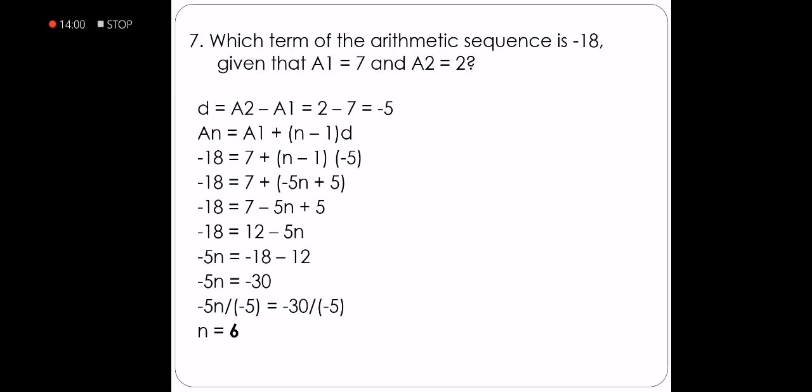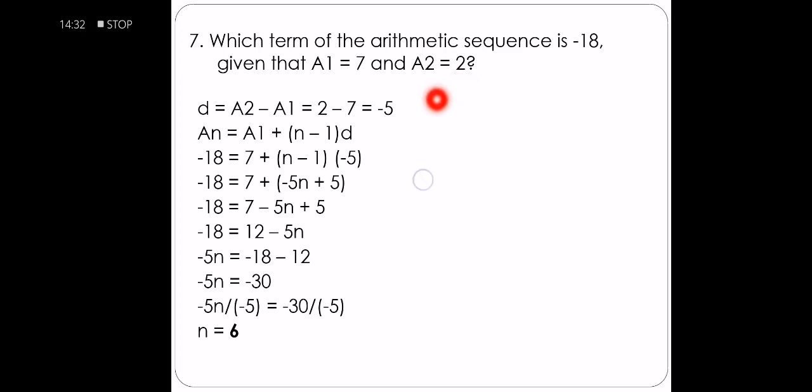In number 7, which term of the arithmetic sequence is negative 18 given that a sub 1 equals 7 and a sub 2 equals 2. So, tinatanong dito kung anong term yung negative 18. So, this time, hinahanap pa din natin yung value ng ating n. So, kung mapapansin ninyo, we have a sub 1 at a sub 2 na given. So, through that, we can easily determine our common difference kasi they are consecutive terms.